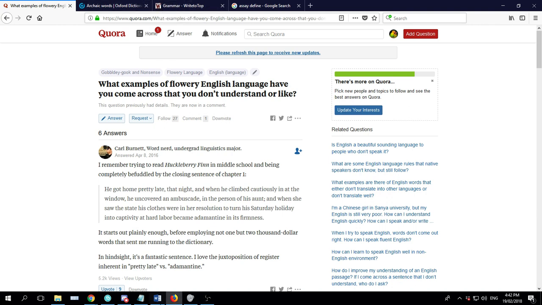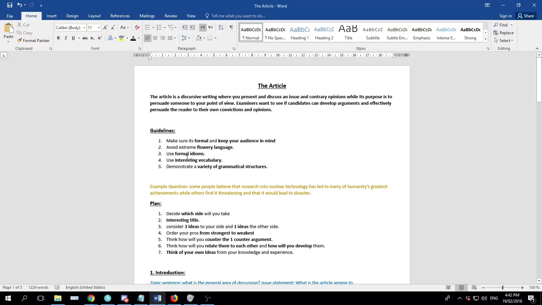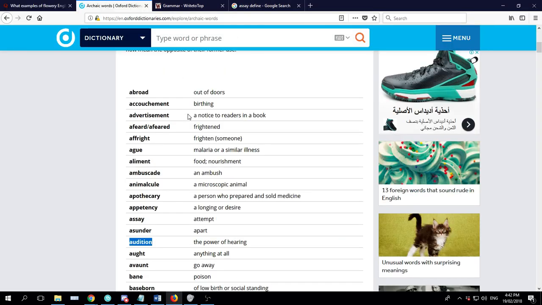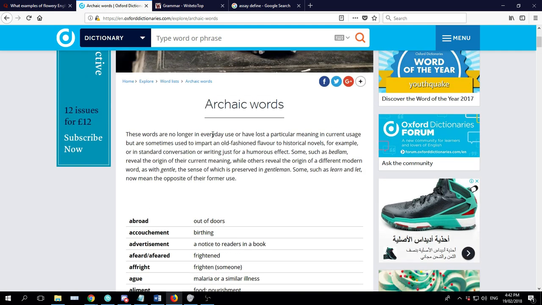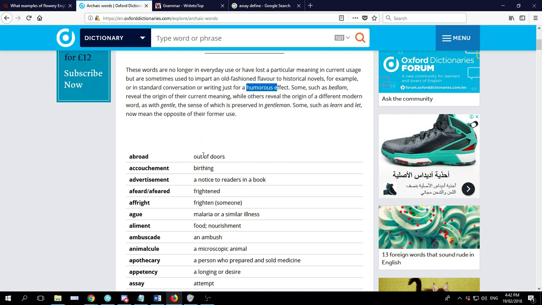The second thing, use formal idioms. That will be in the description, don't worry. And interesting vocabulary will be there as well, along with these words that you should avoid. These are archaic words, very old-fashioned, used in historical novels or for a humorous effect. The same goes for flowery language as well. It could be used for a humorous effect.